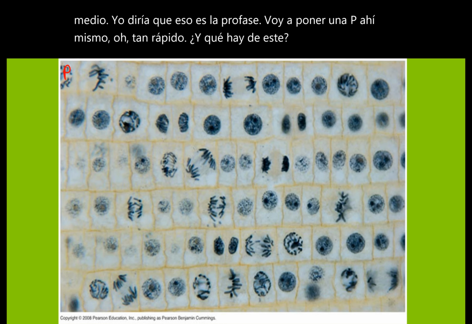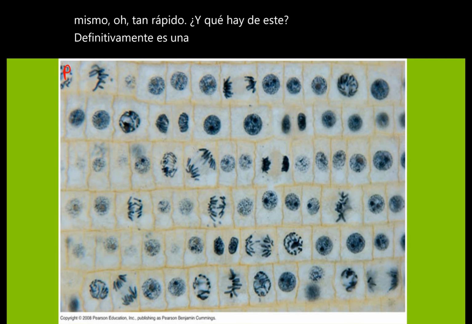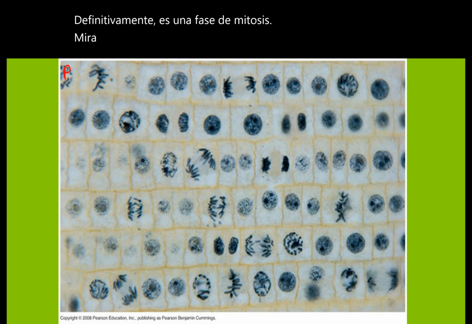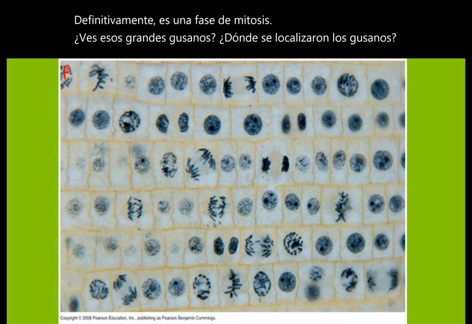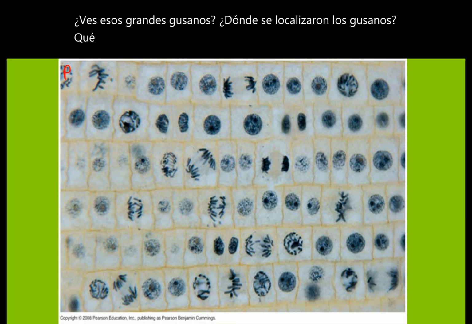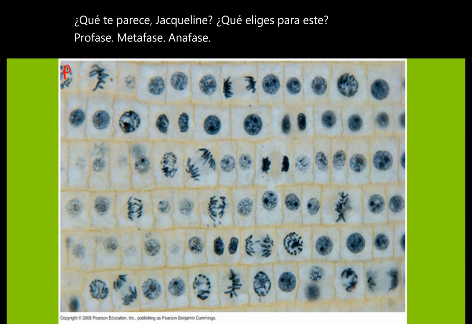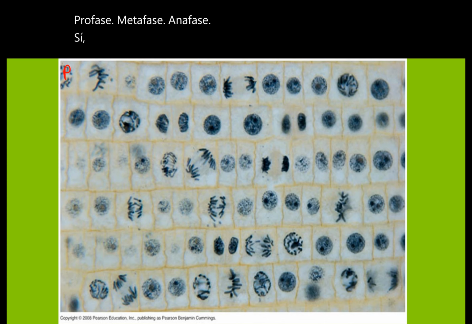Definitely, it's a phase of mitosis. See those big worms. Where are the worms located? What do you think, Jacqueline? What would you choose for this one? Prophase, metaphase, anaphase, or telophase? What do you think? Yeah, I would call that metaphase. They're bunched in the middle. You can see them. Metaphase.